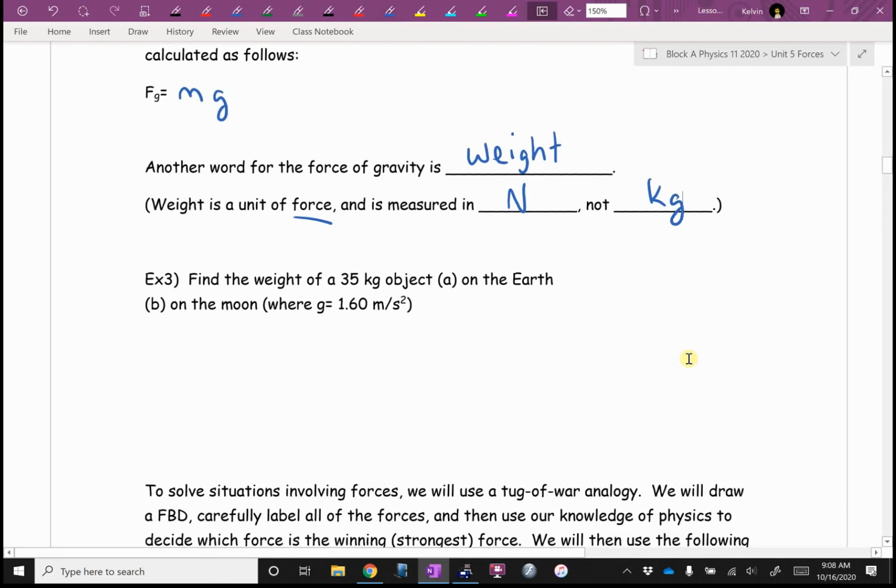Your mass doesn't change anywhere in the universe. Your mass is the same on the moon or near a black hole. Your weight, the force of gravity, is what changes. So example 3 says, find the weight of a 35 kilogram object A on the Earth or B on the moon. I'm going to put a little A right there, draw a little line, and a B right there. How's that?